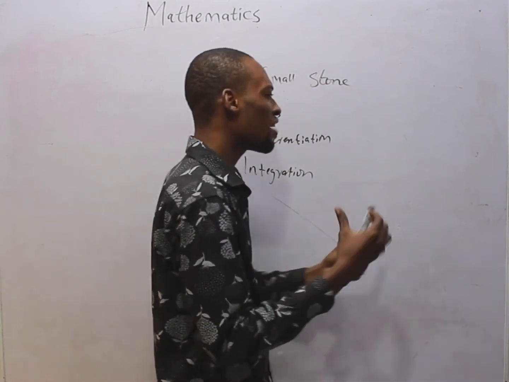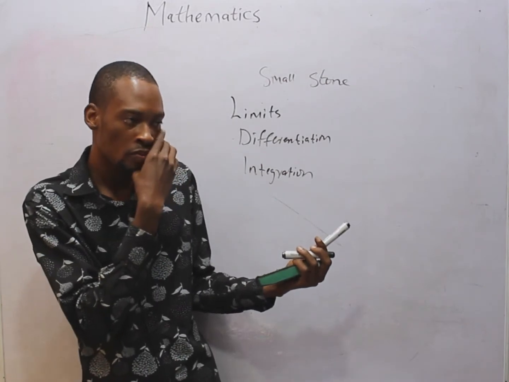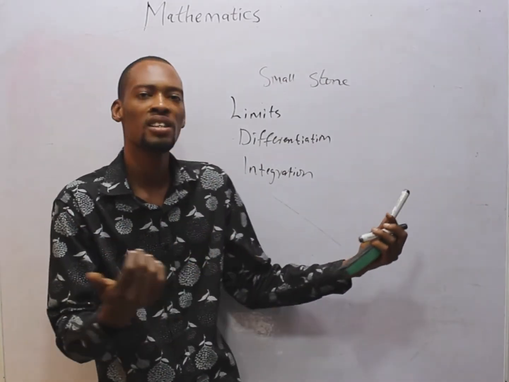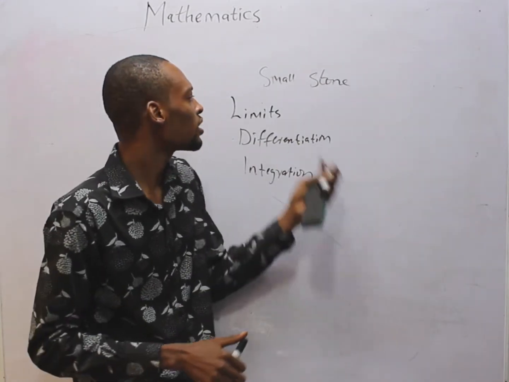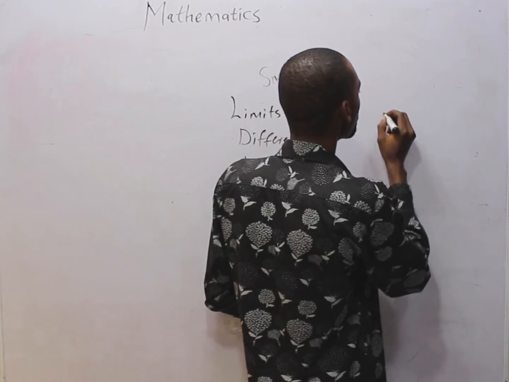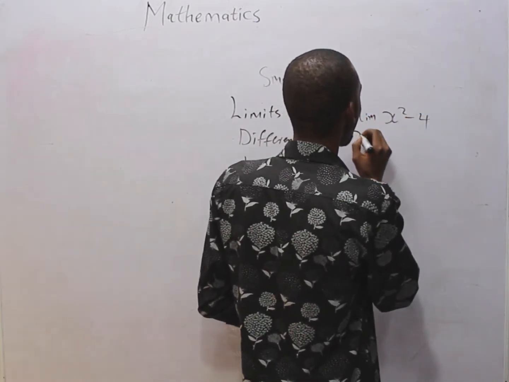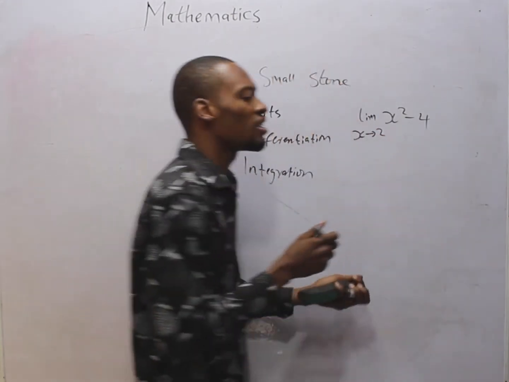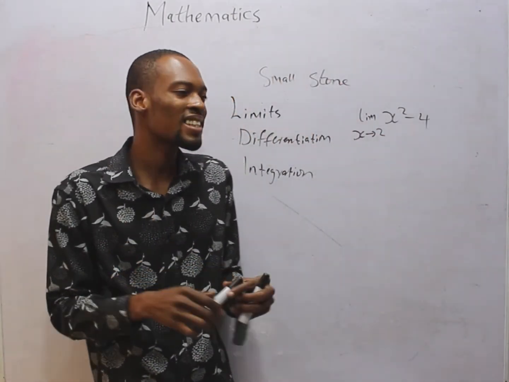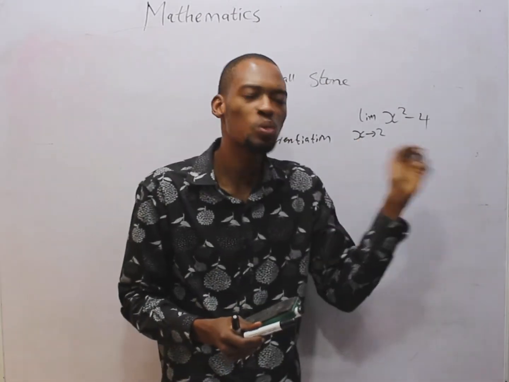Sometimes we can't figure some things out, we can't get to the end, so we just try to look at something. What will happen as we get closer and closer to something? That is what limits talk about. So if I say find the limit of s squared minus 4, the limit as s tends to 2, this is not saying that s is equal to 2. It is saying that s tends to 2, meaning s approaches 2.